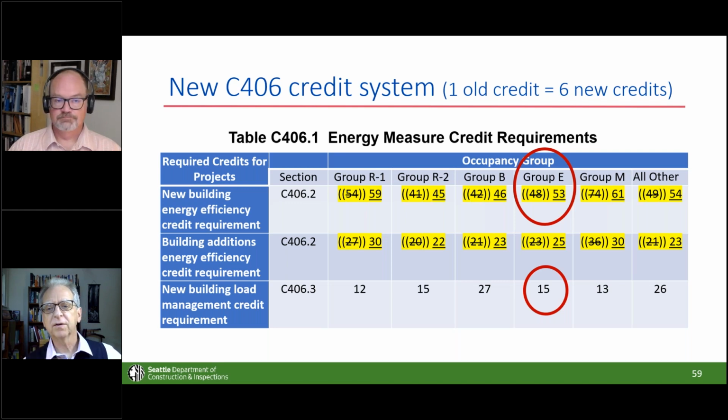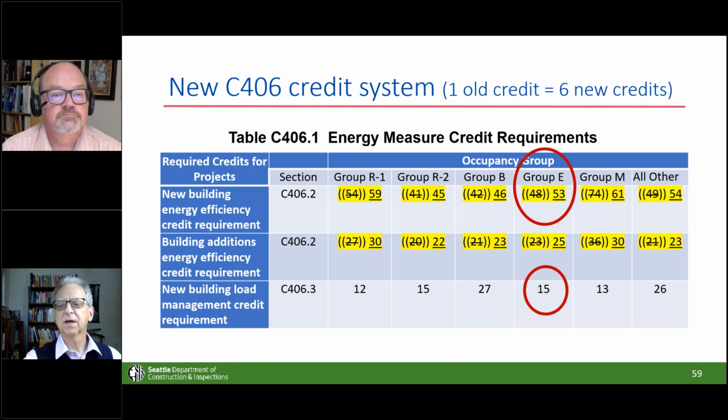The smaller oval below is a separate set of credits you have to get for building load management items.